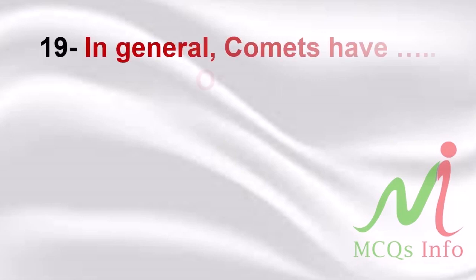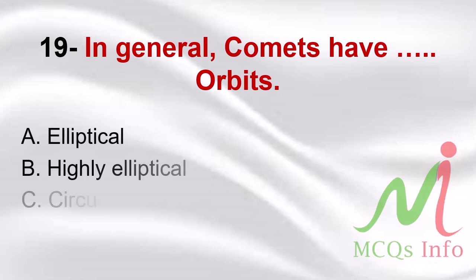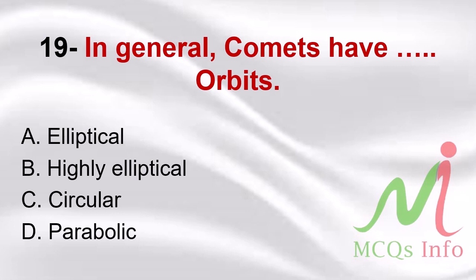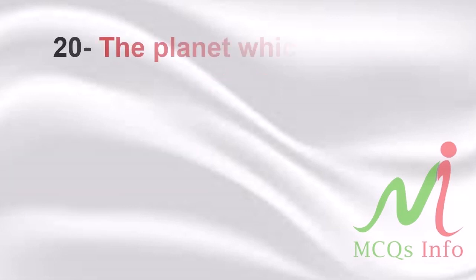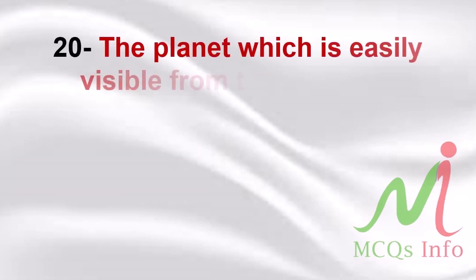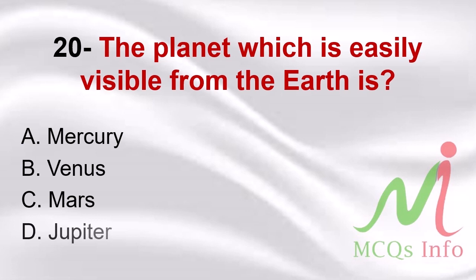In general, comets have orbits. A Elliptical, B Highly elliptical, C Circular, D Parabolic. Correct option is B Highly elliptical. The planet which is easily visible from the Earth is A Mercury, B Venus, C Mars, D Jupiter. Correct option is B Venus.